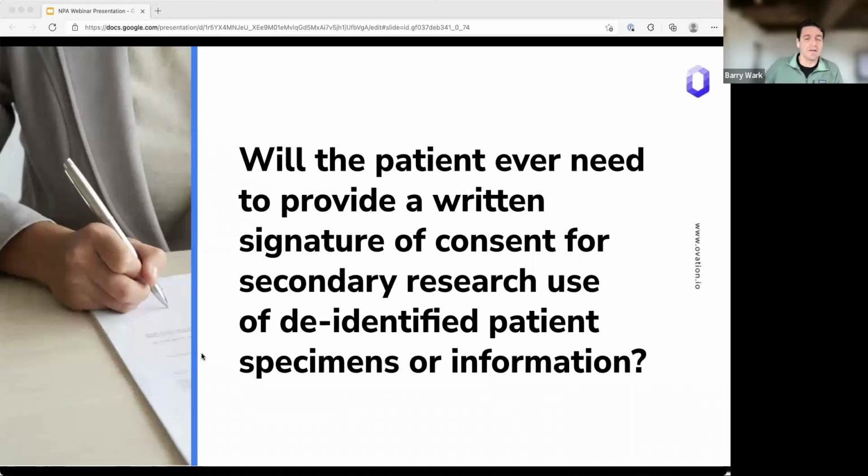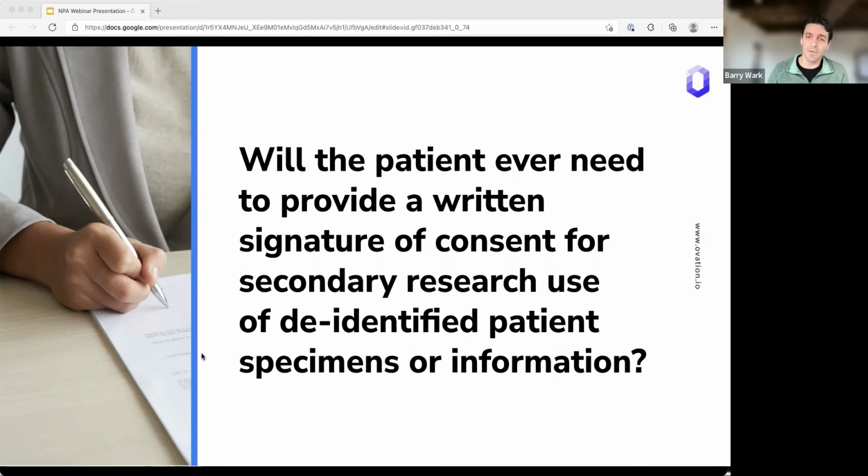So, some common questions about the consent process. Labs ask, will a patient ever need to provide a written signature of consent for secondary research testing? Well, as I mentioned, federal regulations do not require patient consent for research. But as a best practice, we're asking that patients be notified about secondary use of their specimens. This notification can happen in a few ways depending on your current operations. It may be that gaining a written or electronic signature of acknowledgement from the patient works well with your existing flow, but we don't require this.